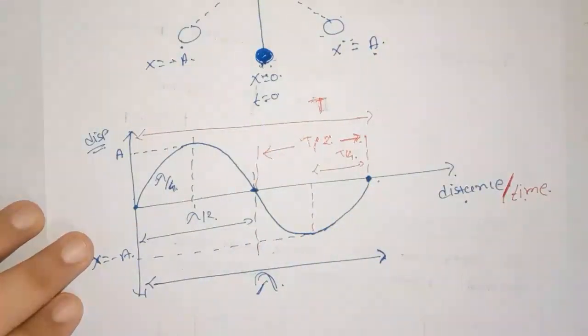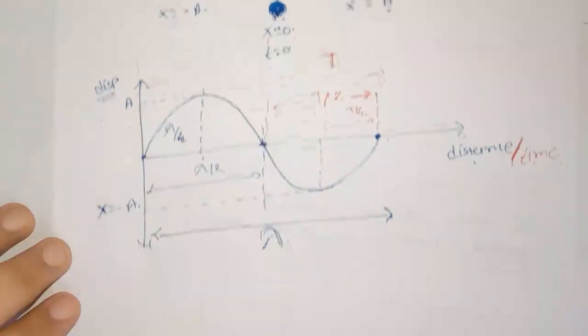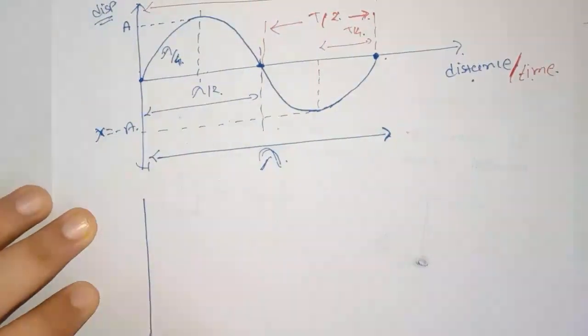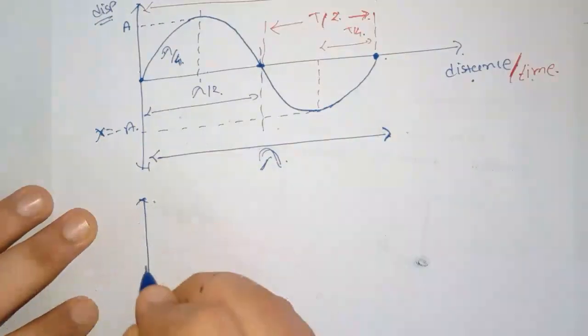As we have taken distance and time on the x-axis, we can draw the sine function as a function of angle.